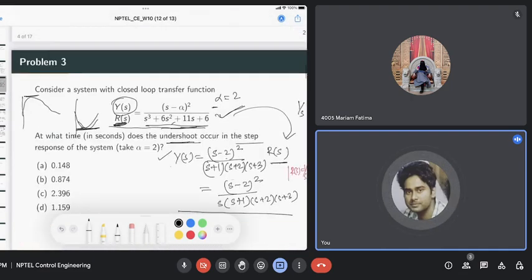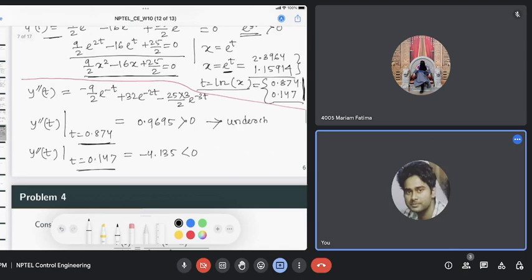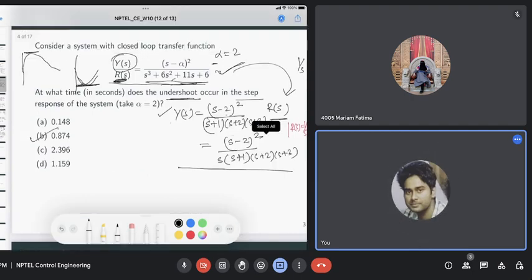Okay, because we need undershoot, right? So this corresponds to the undershoot point and this corresponds to the overshoot point, maximum value. Okay, we need this. So we see that this is the solution, that is at this time 0.874 we will have this undershoot in this response.